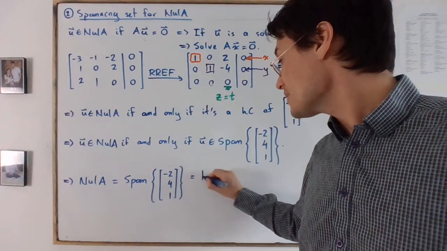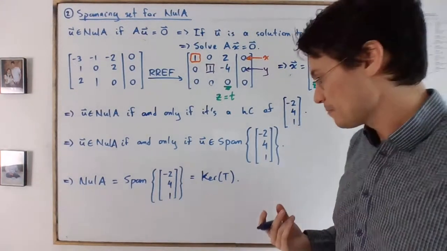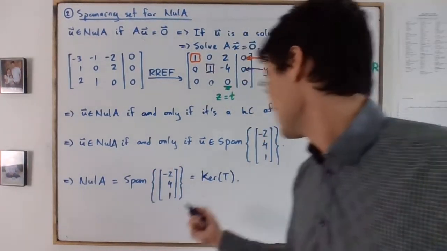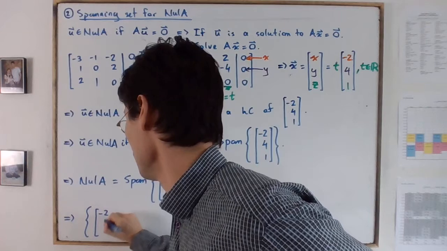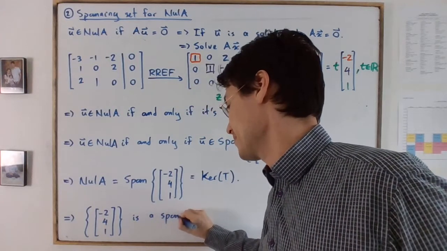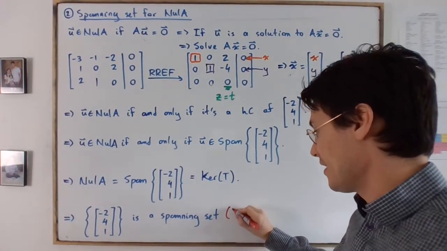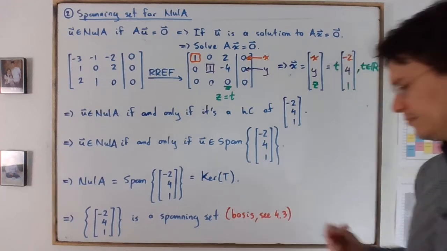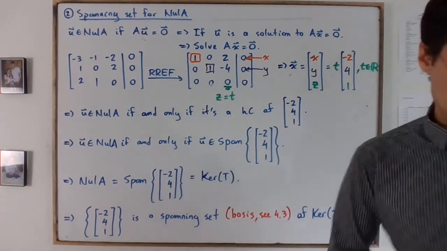We know that this is the same thing as the kernel of our transformation because of the theorem that we have seen in class. So the spanning set turns out to be just this set. This is pretty much the conclusion. So let's write it underneath here. The set negative 2, 4, 1 is a spanning set. And I just want to pinpoint again that it's also a basis of the kernel of T. And this is our final answer.